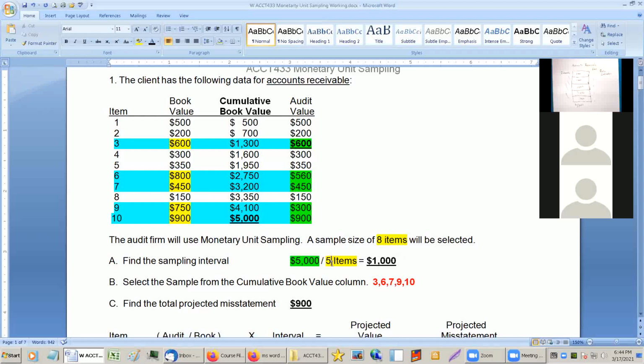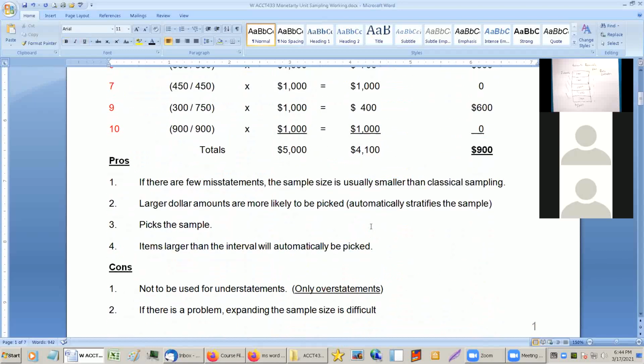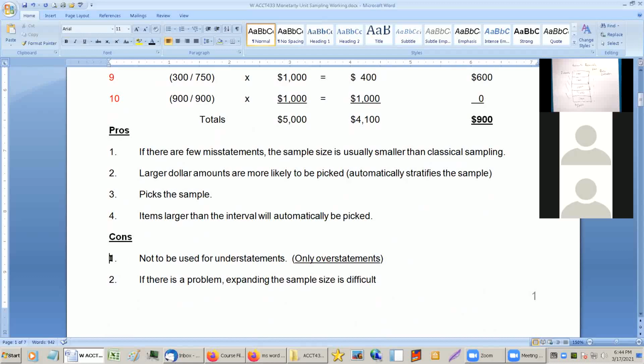Interval getting smaller. Yeah, so if you change this to 8 items, it'll be 5,000 divided by 8, the interval, I think, is 625 or something like that. But anyway, so it's very difficult to actually expand the sample. And a lot of times what you'll do in this situation, if you do run into a problem with this, is you could switch over to classical sampling. But yeah, it can be a problem. If there is a problem, it's hard to expand the sample size. So there are some cons to it.